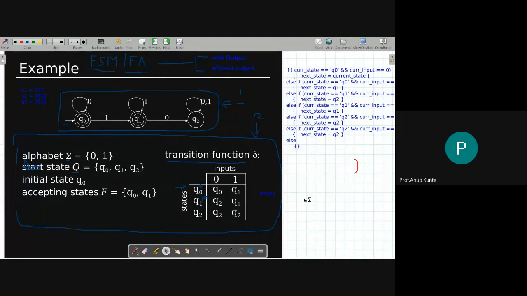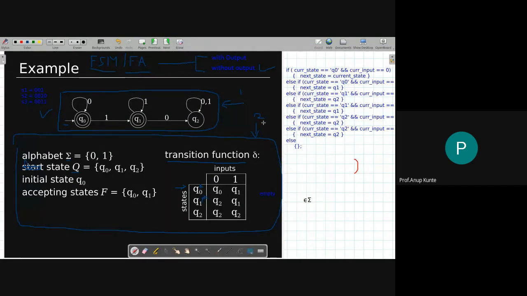So that category of device that we are describing in this description, or the same device which we are specifying using the transition model, is a finite automata without output. Please understand that we are actually defining here a finite automata without output. But generally in the discussion, we don't specify this particular term, without output. We say FA.